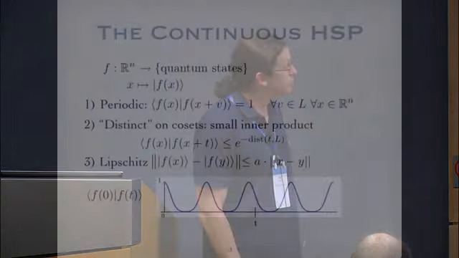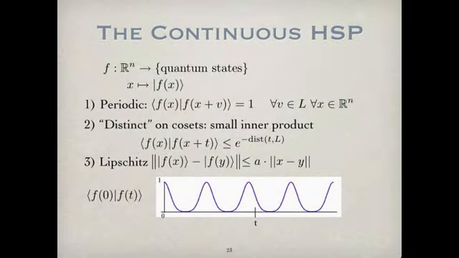So maybe I'll just say a few things about the high degree HSP case. So that's the last step. Here's the problem we want to solve now, again, just to remind you. This continuous HSP is on R to the n, takes values of quantum states, and has these three properties: it's periodic, distinct on cosets, and Lipschitz. We're trying to figure out what this hidden lattice is.